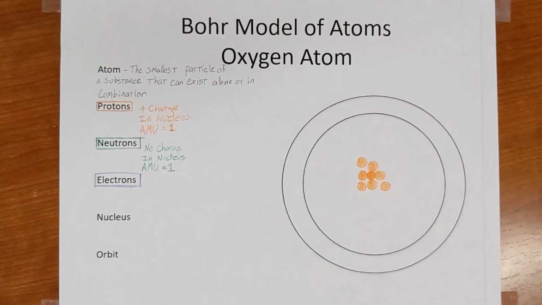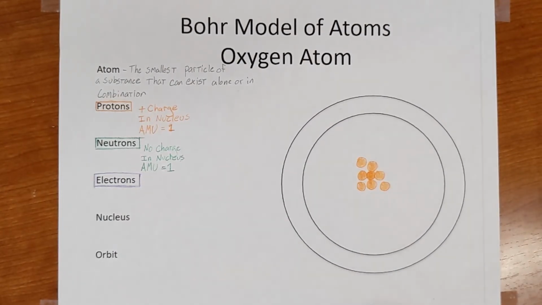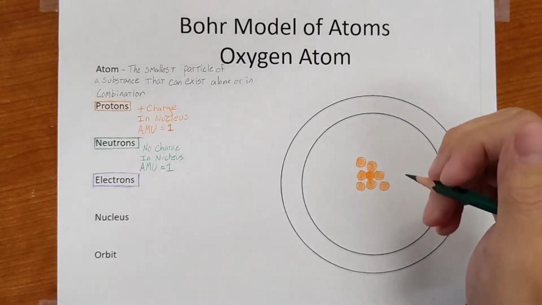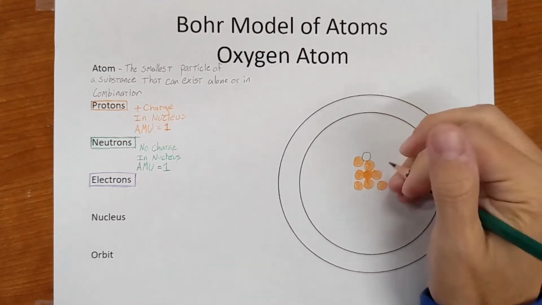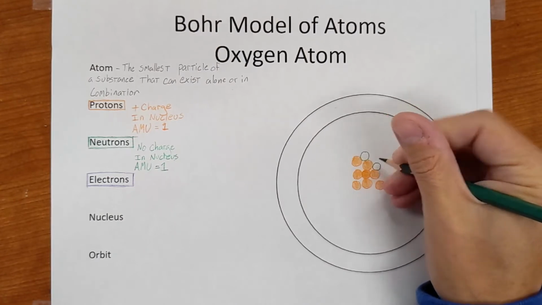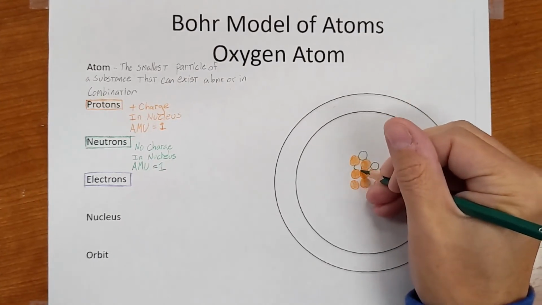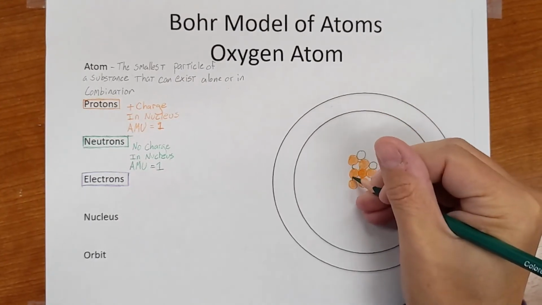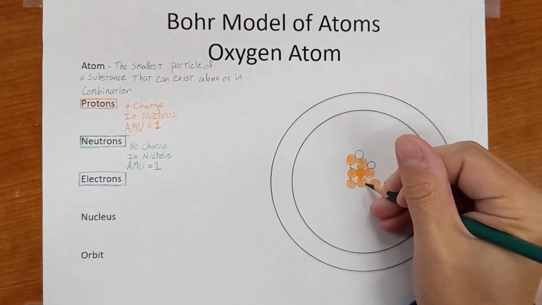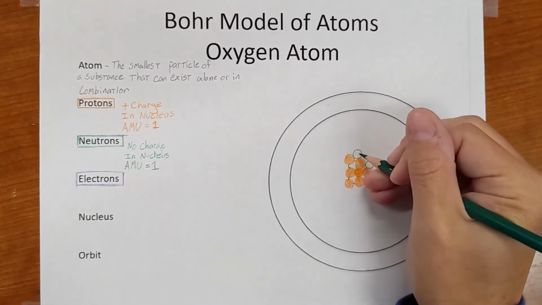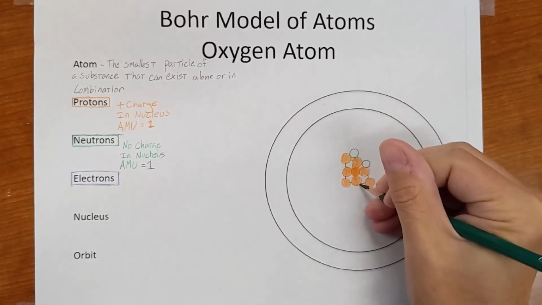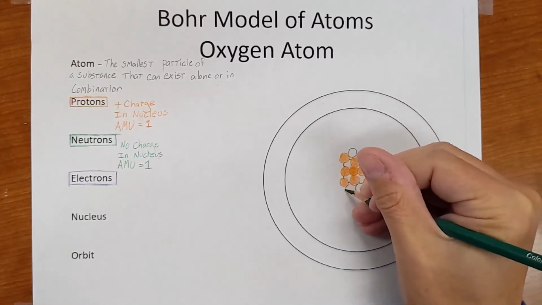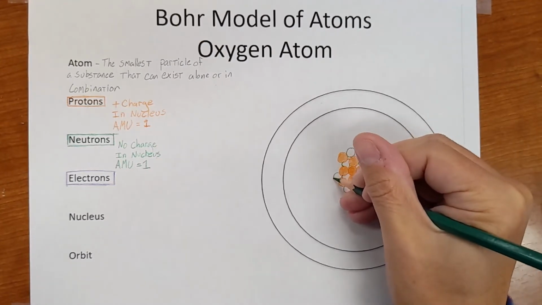And in this oxygen atom here, we are going to have 8 neutrons. It's very common to find the same number of neutrons as you do protons in an atom. That doesn't always happen, but it's fairly common. So we have 1, 2, 3, 4, 5, let's say 6, 7, 8.